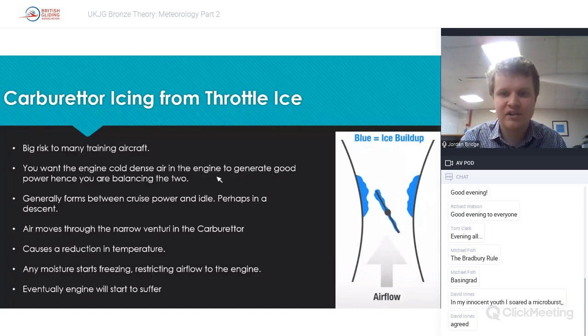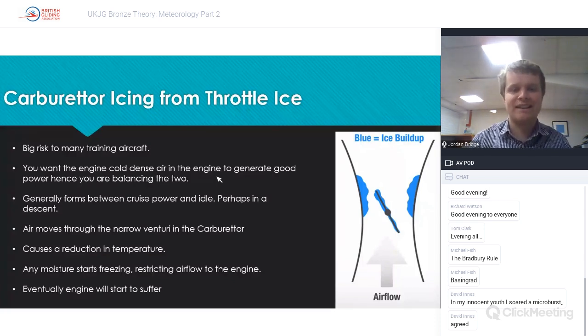The air intake uses a Venturi, which drops the pressure inside the carburetor. As the pressure drops, so does the temperature, and the moisture starts freezing, restricting the flow to the engine. And that is what will eventually start to freeze that little bit of intake in the engine. These ice accumulations will stop airflow getting through, and eventually it will start to choke the engine from actually operating, and it will eventually start to suffer, may even fail completely. This generally will happen between cruise power and idle, because the engine is not running and generating loads and loads of heat. Those we'll come on to in a moment.